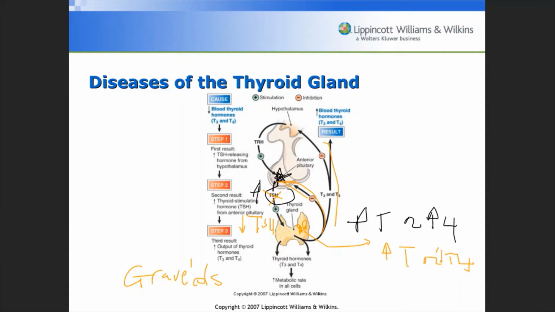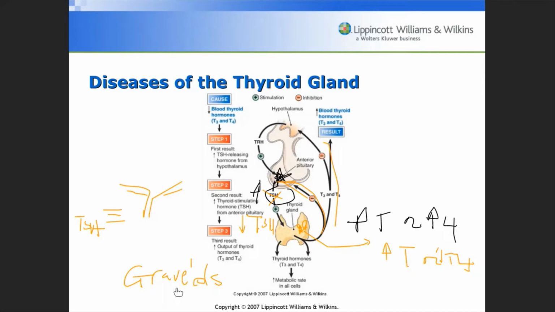Or, in fact, what happened is Graves' disease, which is an autoimmune disease in which the antibody here looks exactly the same. Here's my sign for the same as thyroid stimulating hormone. And so instead of having thyroid stimulating hormone stimulate the thyroid gland, the antibody is doing that. The antibody is stimulating this.